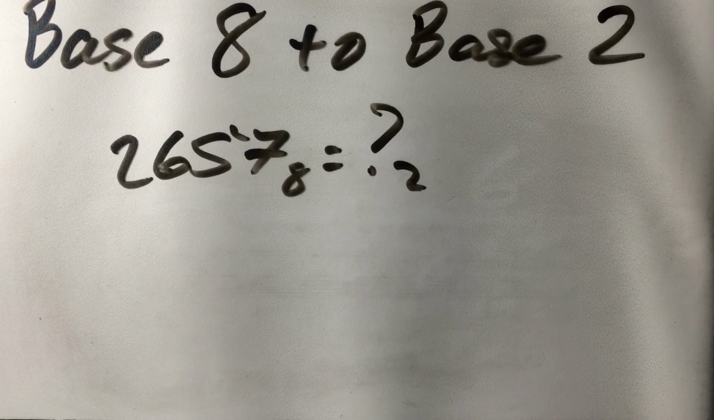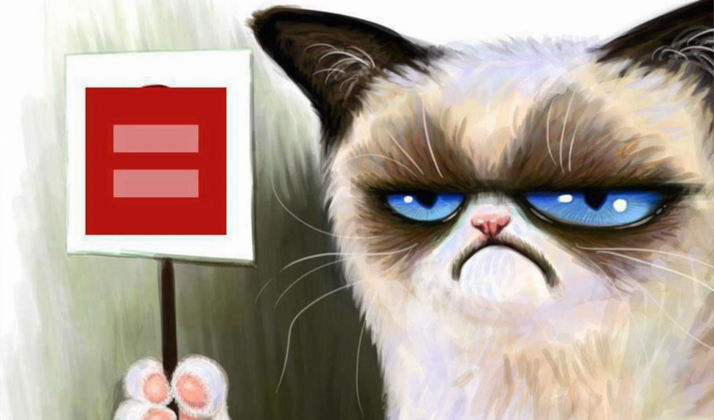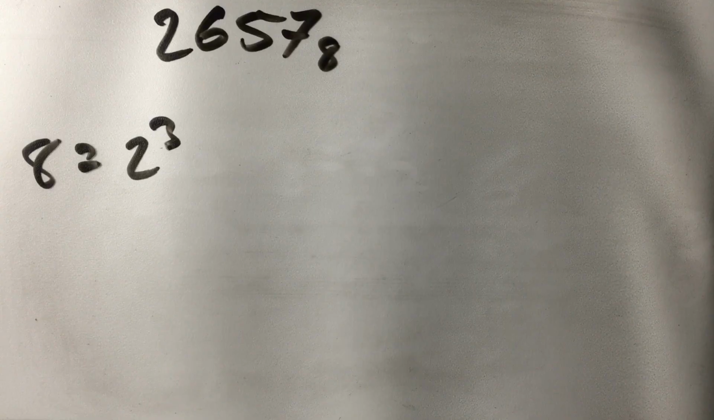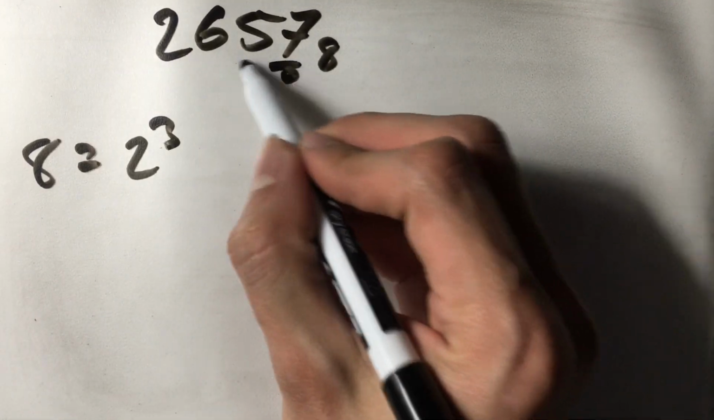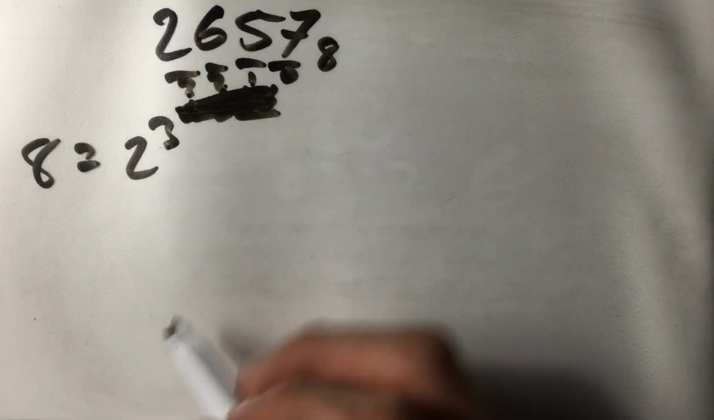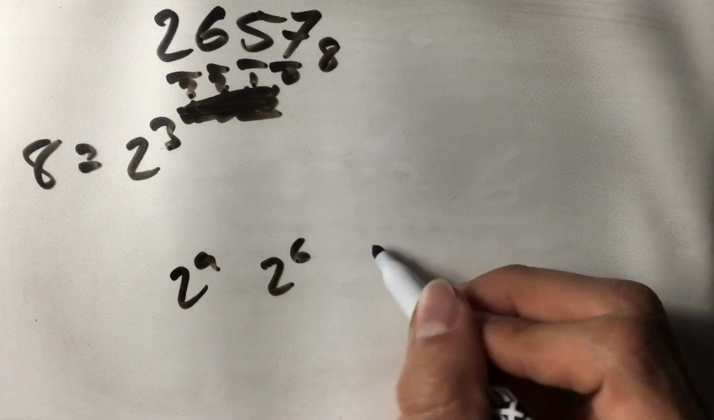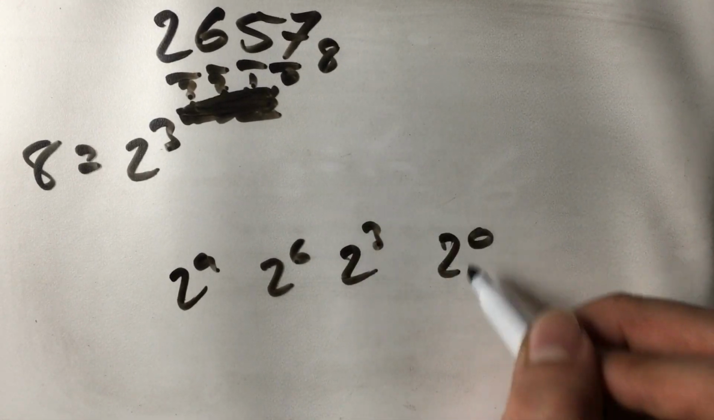Alright, so now we're gonna go from base 8 to base 2, and we could skip step 1, just because you're special. So, we know that 8 equals 2 to the power of 3. And once again, we just add the places that are needed, and just multiply that to the exponent. And wow, we end up with 2^9, 2^6, 2^3, and 2^0. In other words, you're nothing.